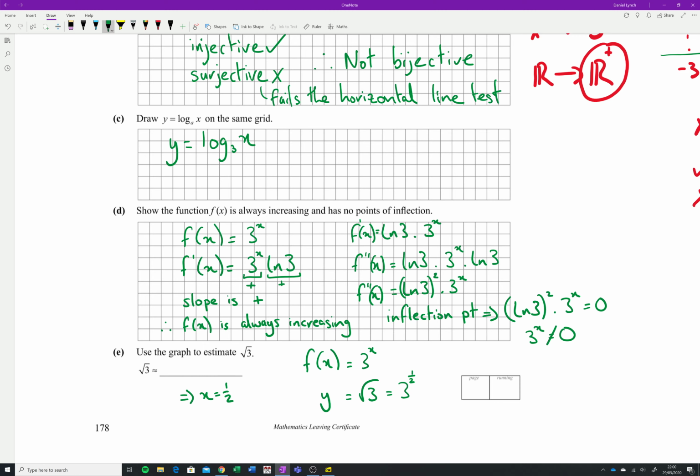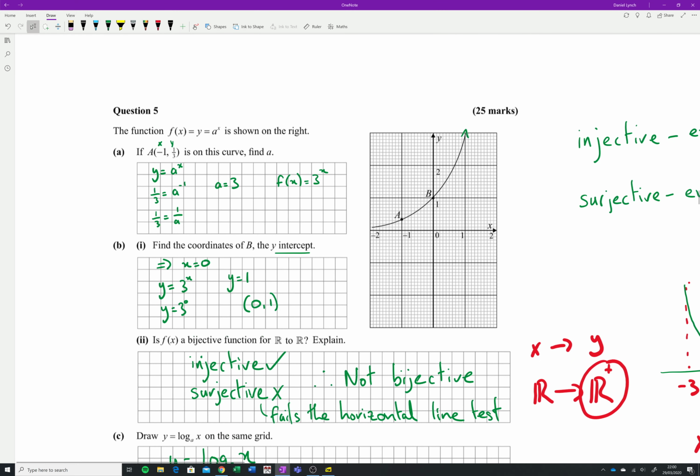So you just go over to your graph, you go to x is equal to a half, and you read it off there. And I don't know what that is. That looks like 1.6, 1.7. I don't know. Just cheat. Stick it into your calculator so you know exactly what it is. But do dot it out on the graph itself.